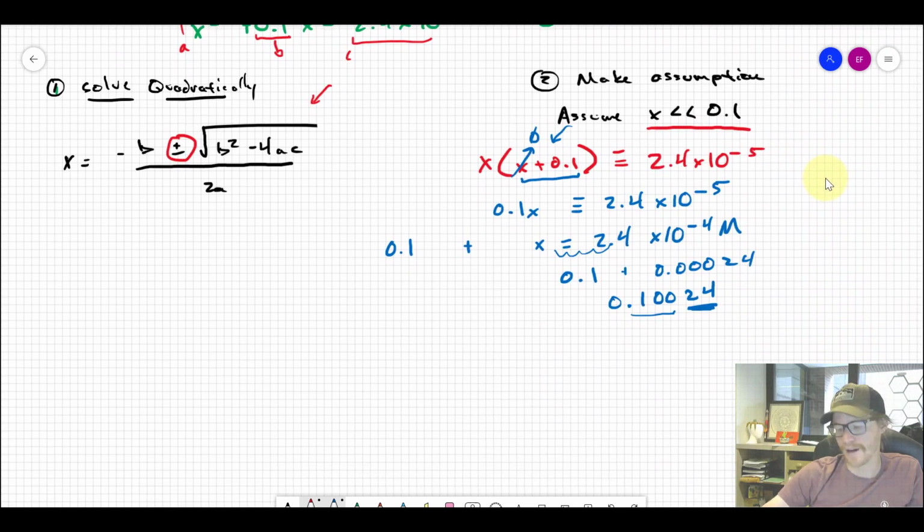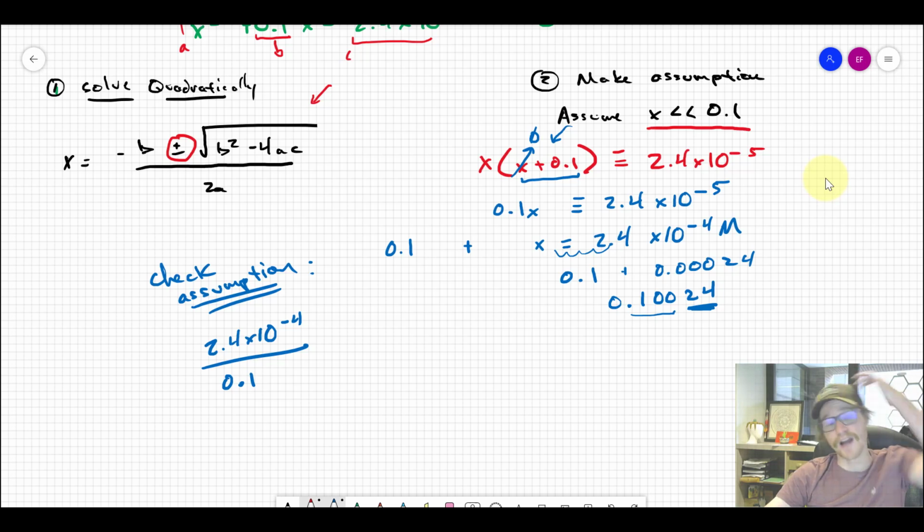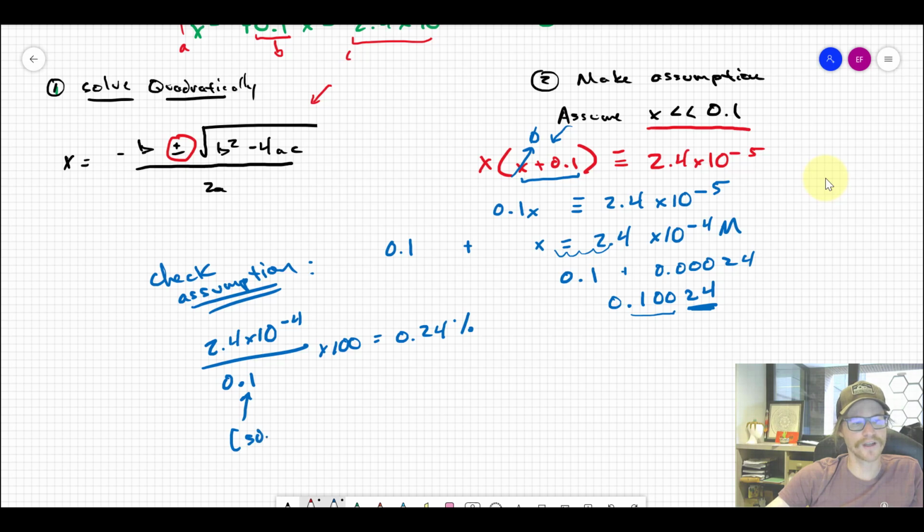So if you remember back from Chem 108, to check our assumption, sometimes we'll make this assumption. It's just more convenient than doing quadratic, but again, use the quadratic every time, you'll get the right answer. So to check the assumption, we'll look at the ratio of the change, which would be 2.4 times 10 to the minus 4 divided by the original concentration, just to see what fraction of that concentration changed, times 100. And in this case, this equates to 0.24% change from the original value, which was the original sulfate concentration, 0.1. So it only changed by less than 0.25%.